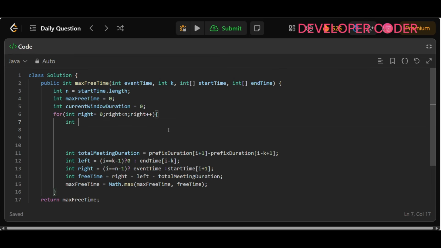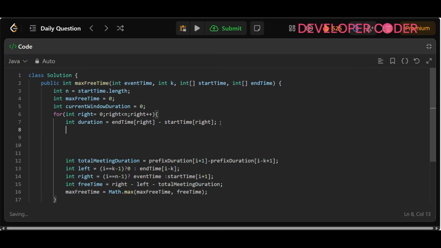So how are we going to calculate the duration? Int duration, let's say duration is equal to end time of right minus start time of right. Done. So this is how we calculate the duration. Now we have to add the duration to this. Current window duration plus equal to this duration. So this is the duration of the current window.